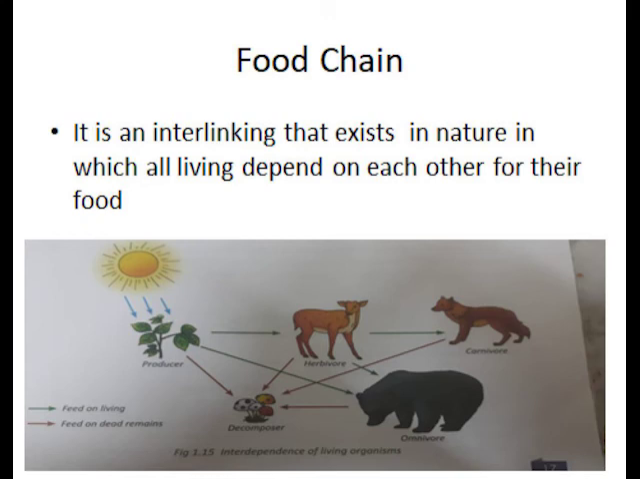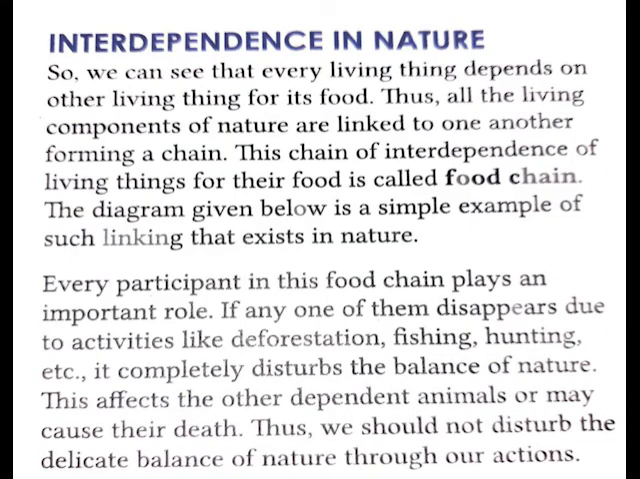Next is interdependence in nature. All organisms depend upon each other for their food. Every organism in the food chain plays a very important role. If any of them disappears due to activities like deforestation, fishing, hunting, etc., it completely disturbs the balance of nature. This affects the other dependent animals or may cause their death. So we should not disturb the balance of nature and we should maintain the balance of nature.